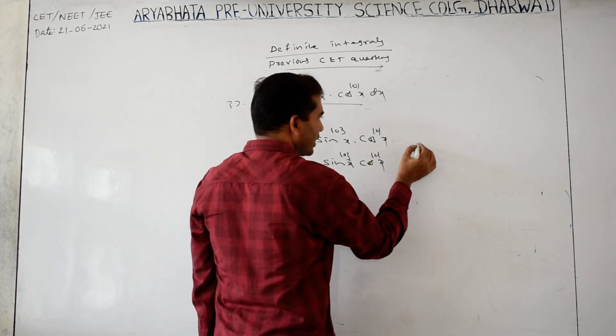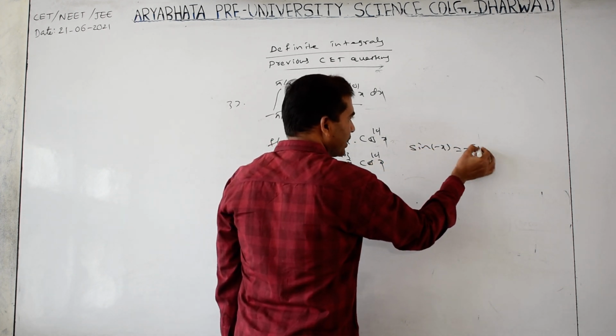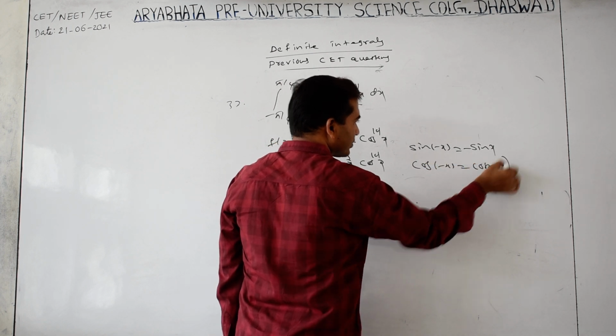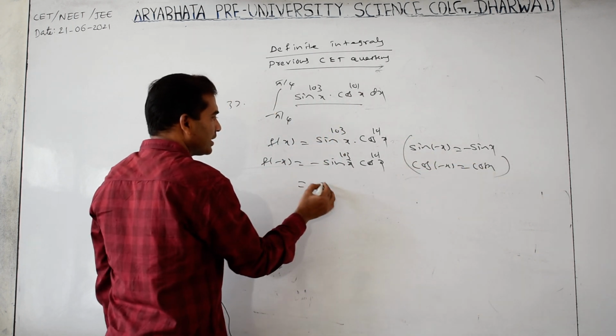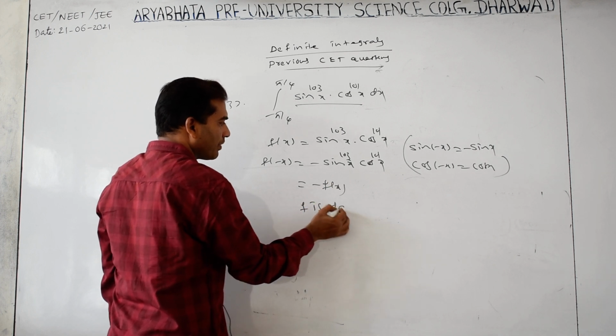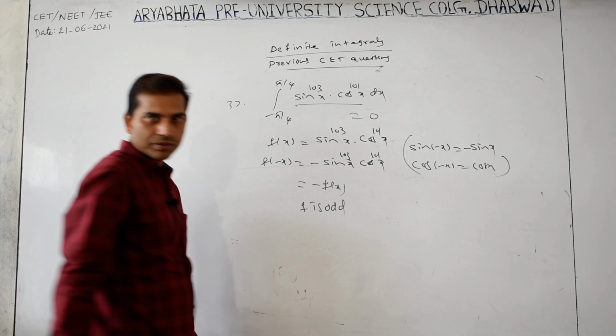Understood? Sine of minus x is minus sine x. Cos of minus x is cos x. Right? This is minus f of x. So which is an odd function? f is an odd function. Then the value is 0.